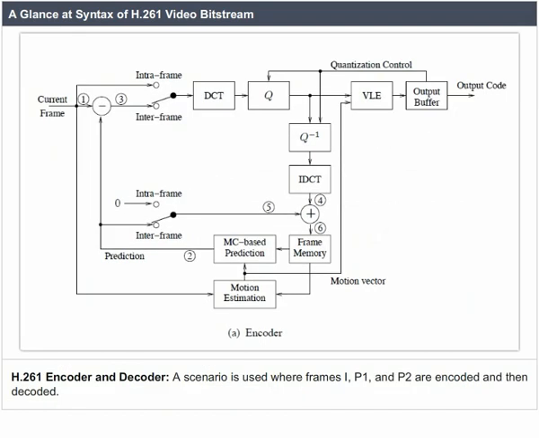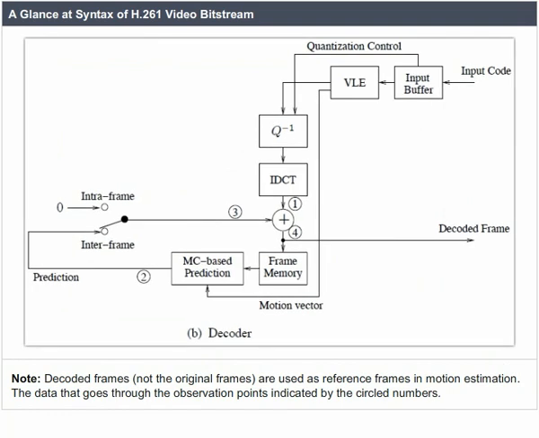H.261 encoder and decoder. A scenario is used where frames I, P1 and P2 are encoded and then decoded. Note, decoded frames, not the original frames, are used as reference frames in motion estimation. The data goes through the observation points indicated by the circled numbers.